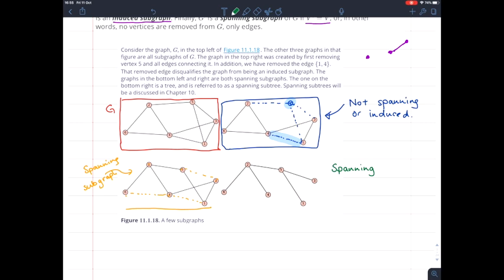And if we have a think, we want to think about it, is it induced? Well, we've removed some edges that didn't belong to vertices, so it's not induced. And if we think back to our first spanning subgraph, that's also not induced.